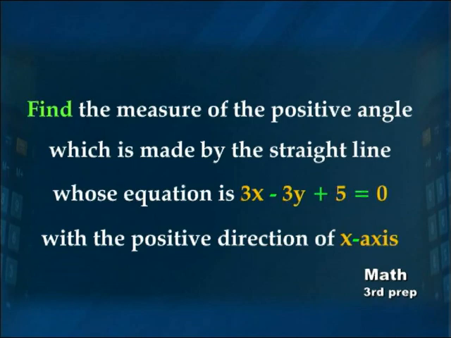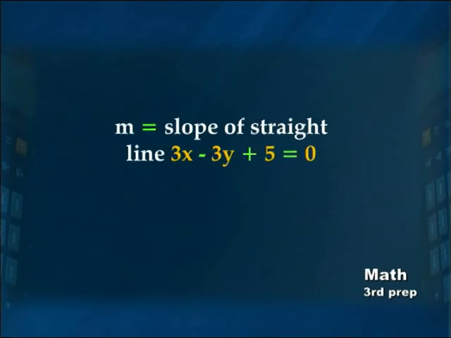Find the measure of the positive angle which is made by the straight line whose equation is 3x minus 3y plus 5 equals 0 with the positive direction of the x-axis. First of all, to find the measure of the angle, you can find the slope of the straight line. And you know that the slope is tan theta. In this case, we can find the measure of the positive angle. So let us start by first finding the slope of the straight line. M equals the slope of the straight line 3x minus 3y plus 5 equals 0.